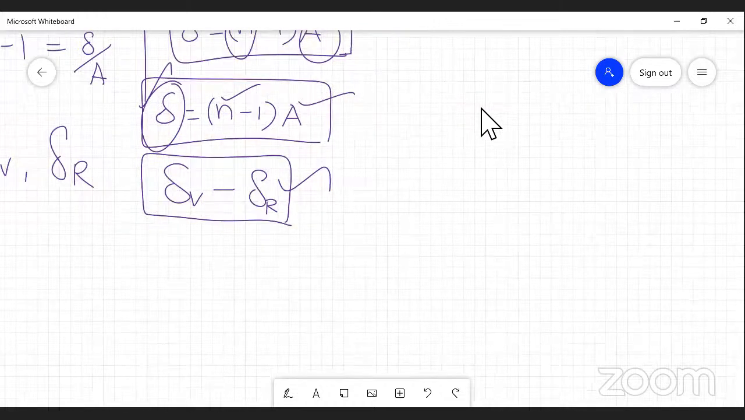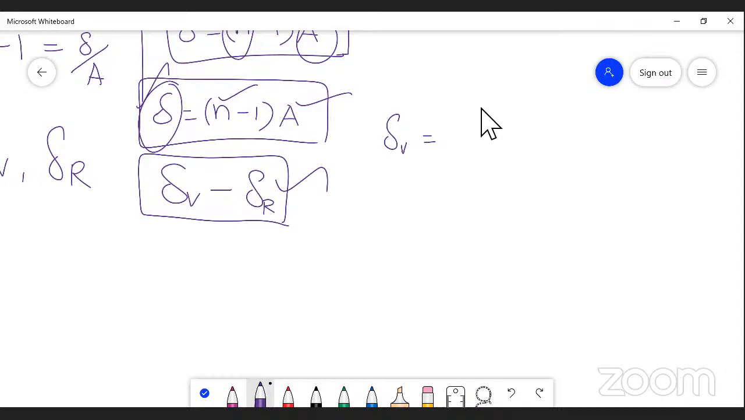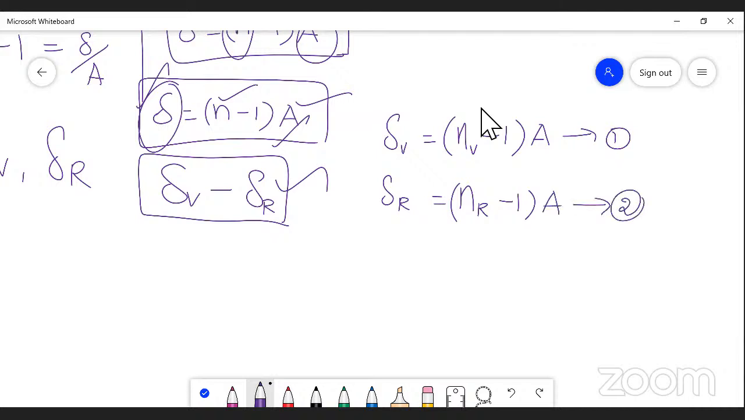See, what is this? For violet, del V, the deviation of violet, is equal to (refractive index of violet minus 1) into A. So this is equation number 1. Am I right? It is the general formula, but used for violet color. And del R, the deviation of red color, is equal to (refractive index of red minus 1) into A. This is equation number 2. I want to get the difference. Subtract: del V minus del R is equal to (NV minus 1) into A minus (NR minus 1) into A.